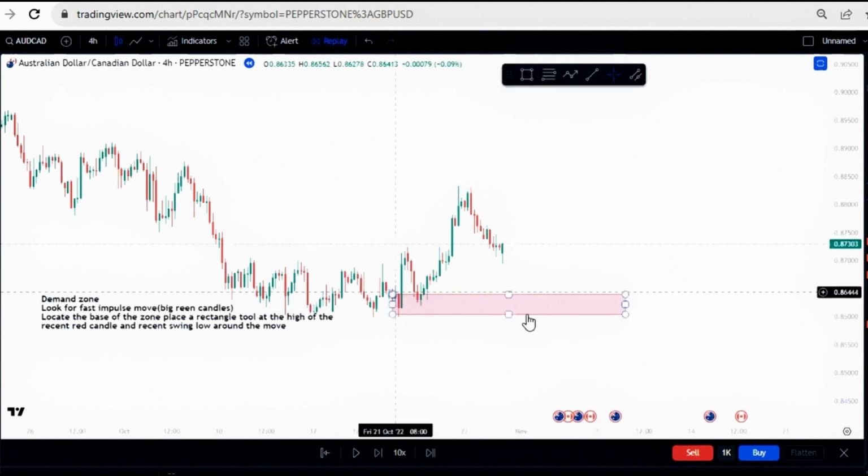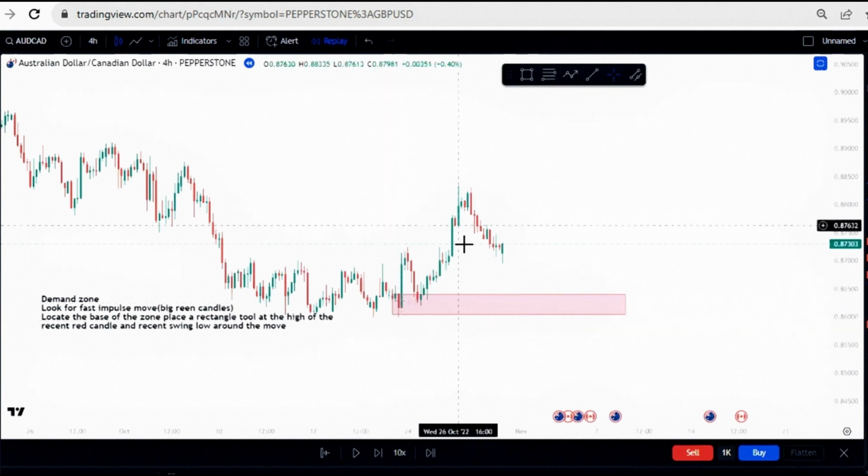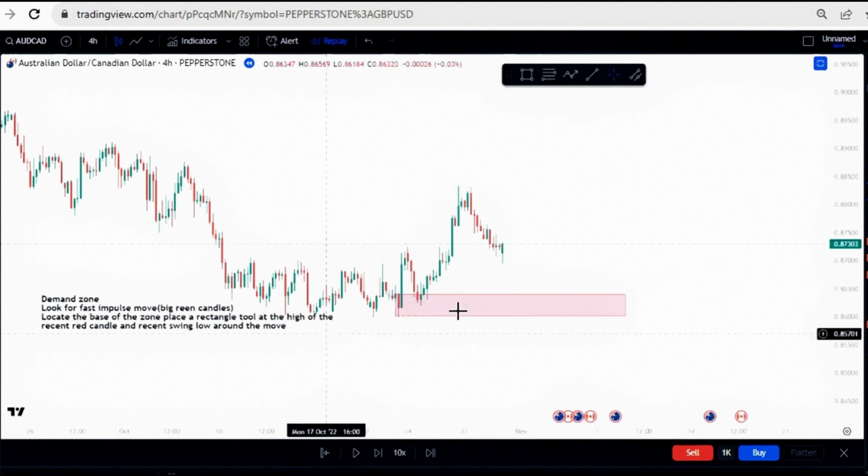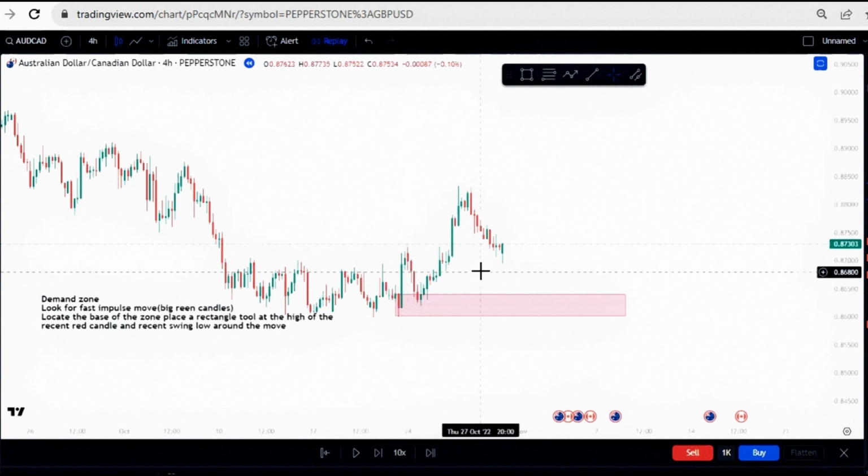So you press your rectangle above the red candle preceding the move, the first impulse move, and another one at the recent swing low. So this is a demand zone. Why? Because we have a first impulse move. We have these big green candles with no wicks or minimal wicks. So we have a demand zone.